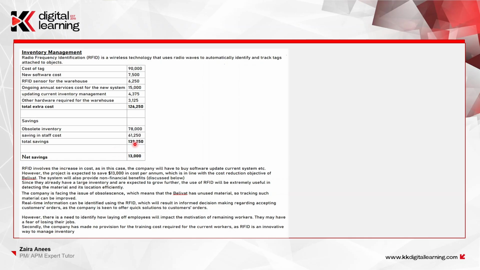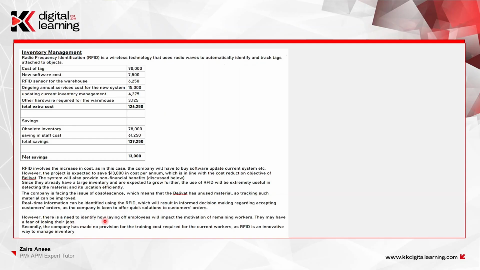So you can say that okay, fine, this project is expected to save 13,000 in cost per annum, which is in line with the cost reduction objective of the Bellevue. So that means that this is in line with the company's mission statement, which is in line with the company's long-term objective, right? The system will also provide non-financial benefits, right? Since they already have a large inventory and are expected to grow further, the use of RFID will be extremely useful in detecting material cost and location efficiently. So we are telling them non-financial benefits as well, right?